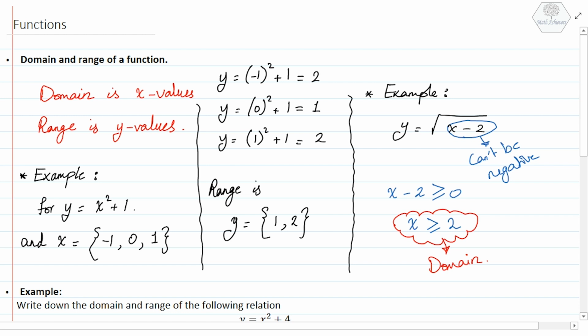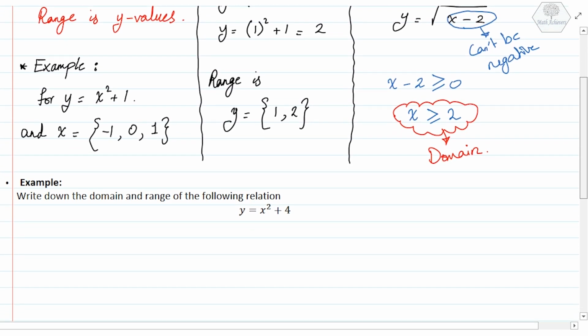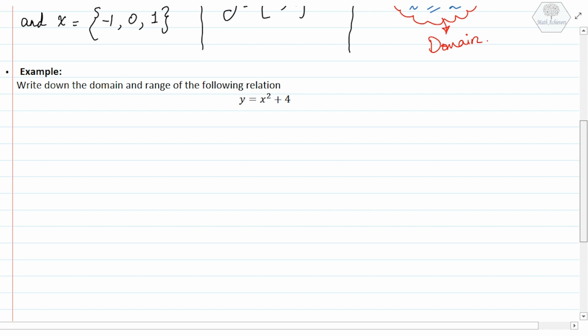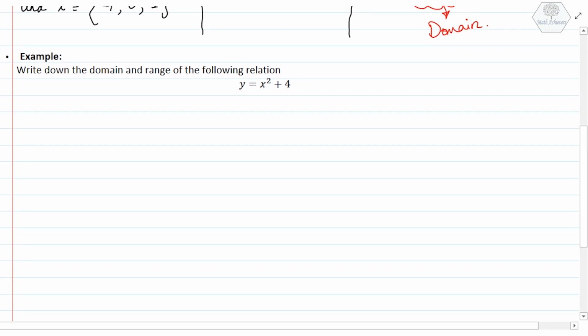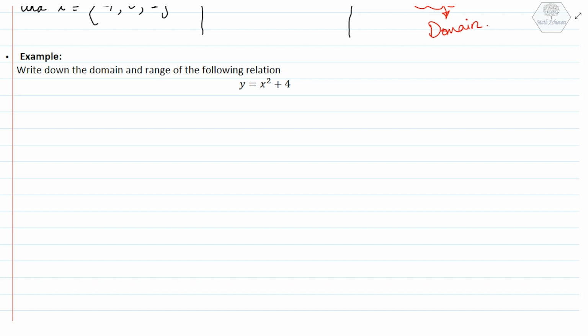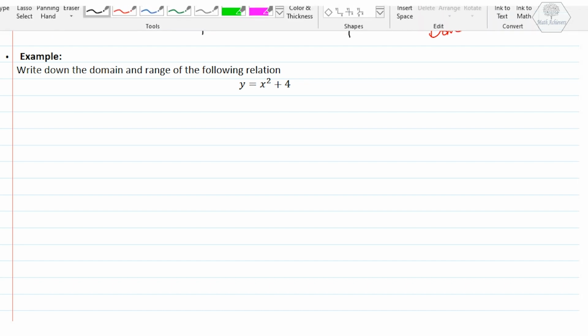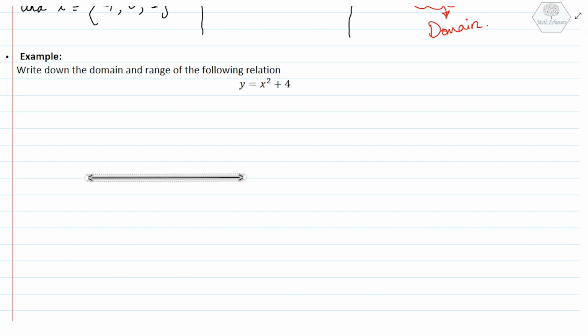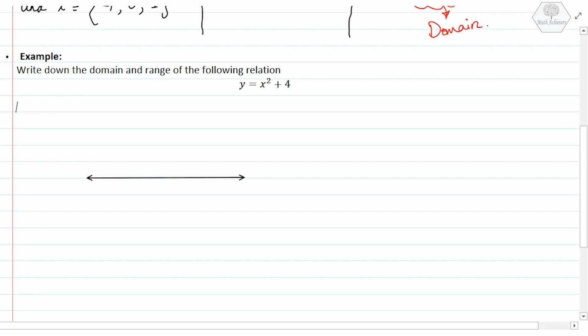Now, let's have another example. Write down the domain and range of the following relation. I have y equals to x squared plus 4. The first step that I have to do, I want to sketch this relation. Sketching does not mean we have to be accurate. First, we draw our axes. This is the x-axis, and we draw our y-axis.